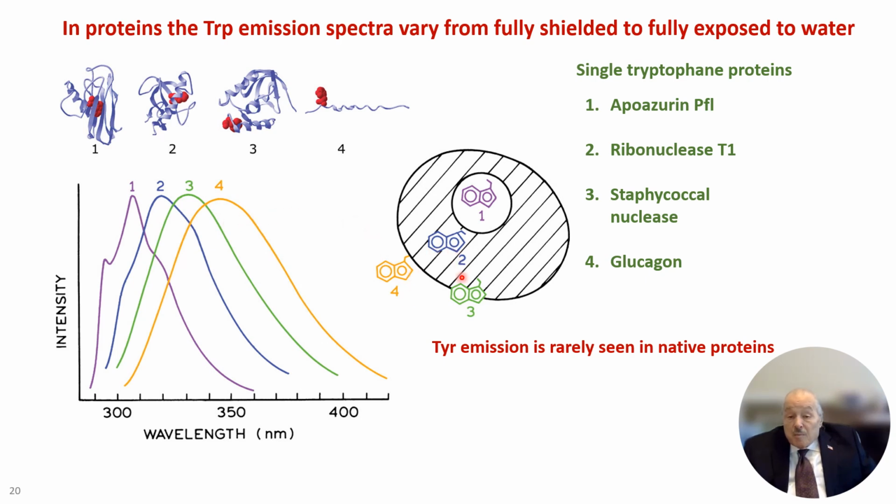And just jumping to the most exposed one, glucagon, the indole group is just out in the water, and it has a 355 nanometer emission maxima. So the spectra from tryptophan can be all over the place depending on their degree of exposure.